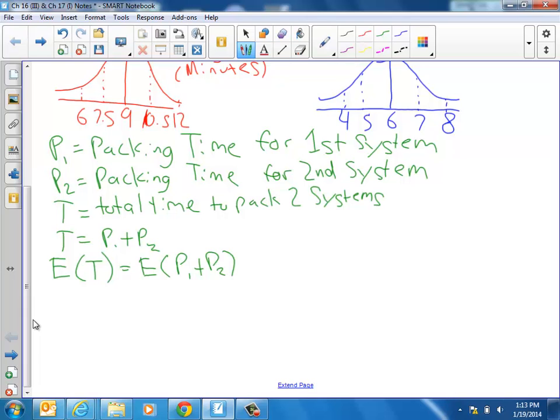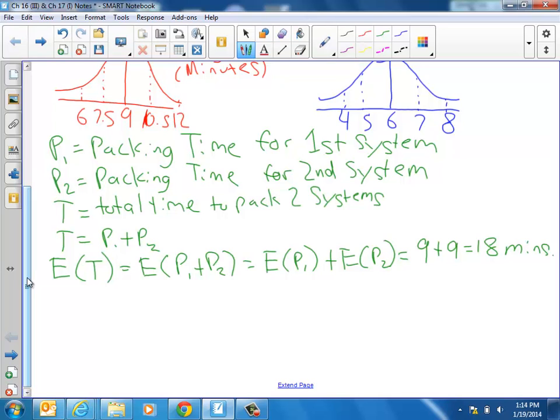Using our expected value rules, we know that's equal to the expected value of P1 plus the expected value of P2, no sweat. Either packing time has a mean of 9. So that's 9 plus 9, or 18 minutes. There's the mean for this new normal model that we're going to make.